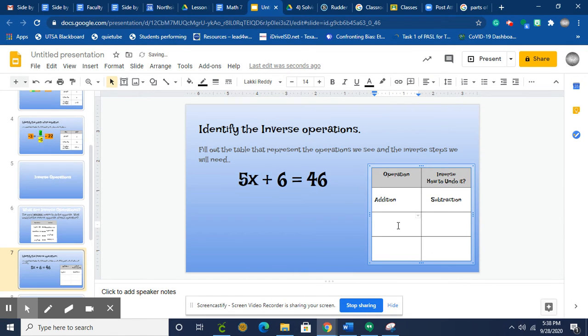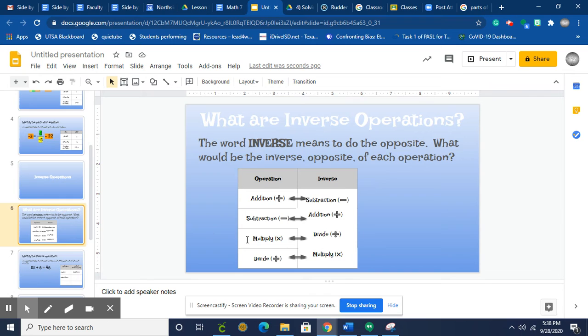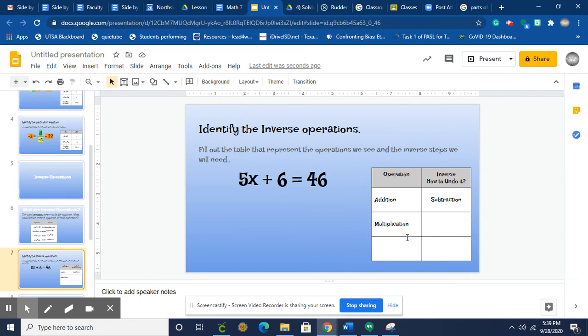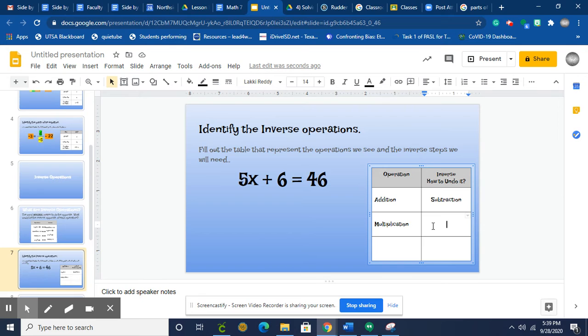All right, so the other operation I see is this 5x, right? It's sandwiched together, and we've talked about this a lot, right? What does 5x truly mean? 5x truly means 5 times some number. So I do see multiplication here. So I want to use the inverse to undo the multiplication. So let's go back to the table and say, okay, what's the inverse? Oh, multiply. The inverse is to divide. So I know I'm going to undo the multiplication.